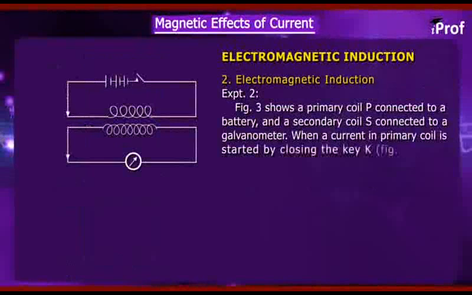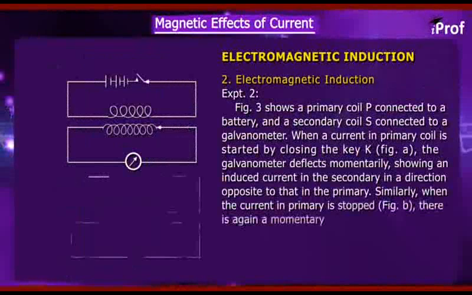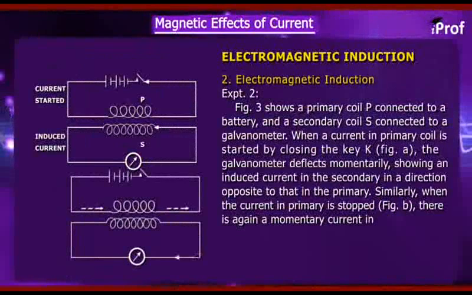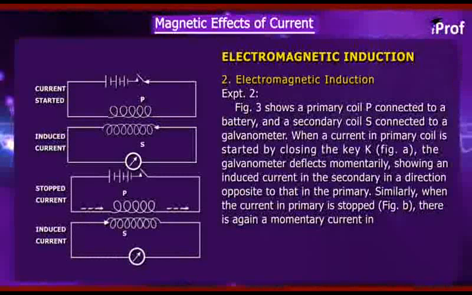Experiment 2. Figure shows a primary coil P connected to a battery and a secondary coil S connected to a galvanometer. When a current in primary coil is started by closing the key K, the galvanometer deflects momentarily, showing an induced current in the secondary in a direction opposite to that in the primary.